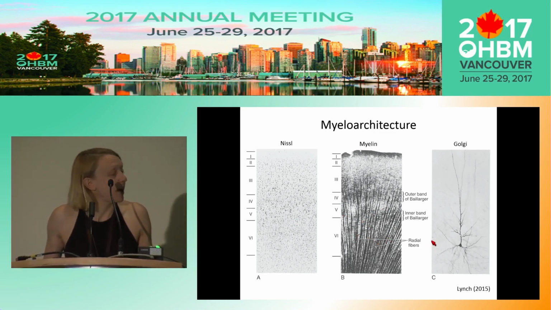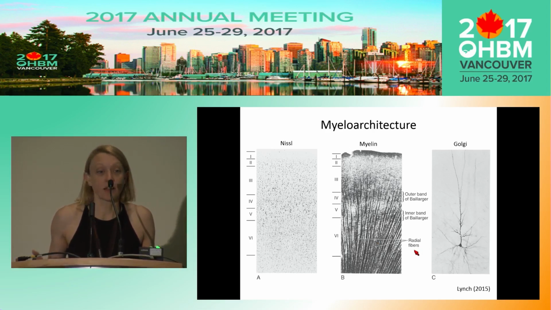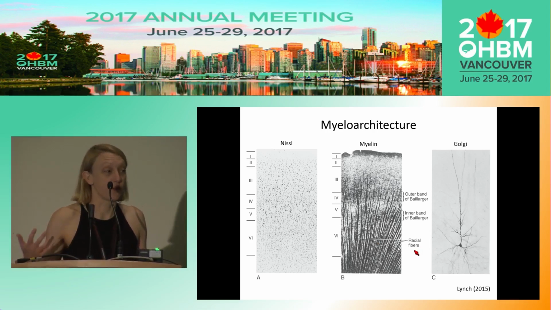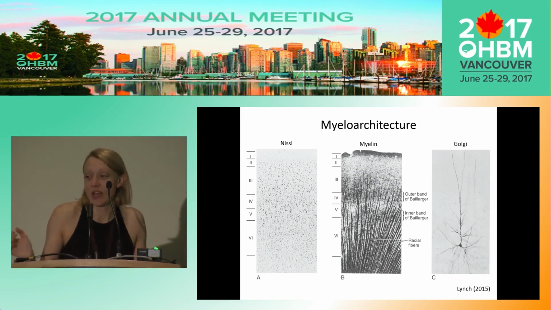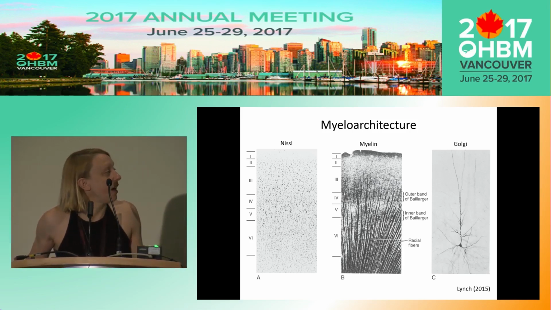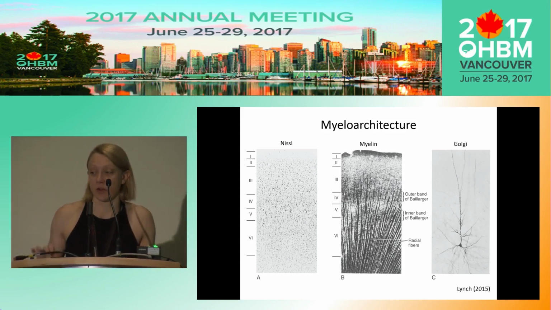And then this is one of the more famous stains. It's the one that Cajal used when he was first coming up with the theory that there were neurons in the brain that did things at all. And this is the Golgi stain, which stains the entire neuron.